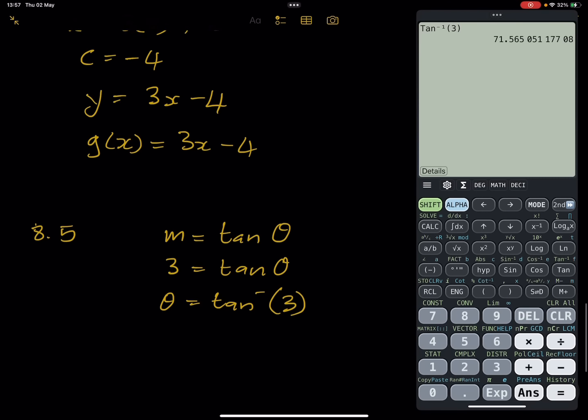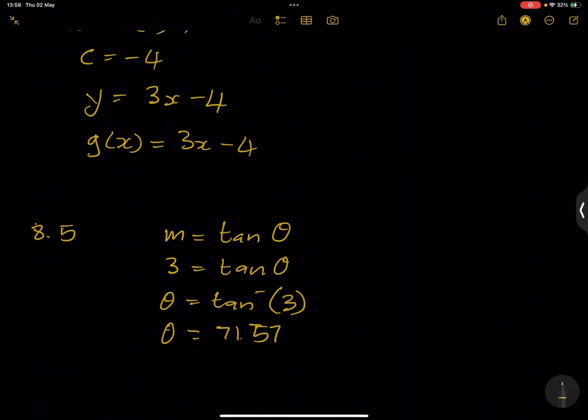So that acute angle would be 71.5, well, let's say 71.57. So that is how question 8 ends, ladies and gents, and we'll be off to question 9.